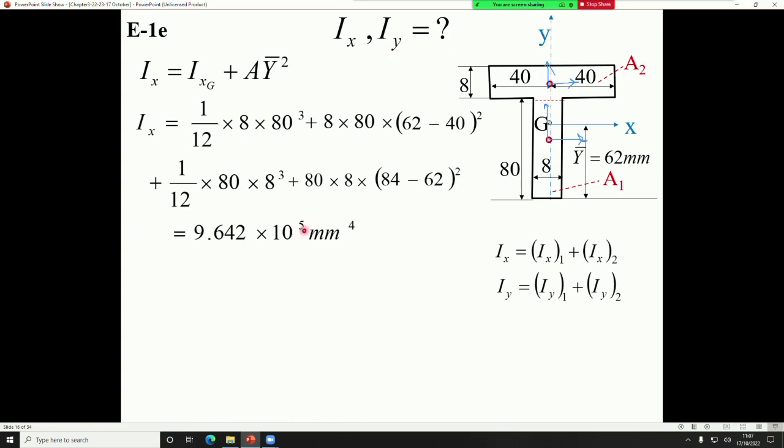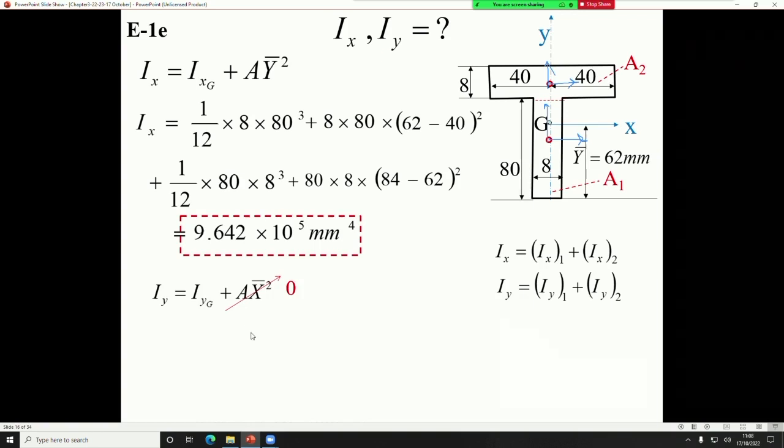So for the Iy, I don't need any parallel axis theory because x bar for both of them is zero. So for Iy, if I divide it into two parts, for both of them this is zero, because the y-axis of the bottom rectangle, the y-axis of the top rectangle, and the y-axis of what we are after are all collinear. So x bar for all of them is zero. So we don't need any parallel axis theory for Iy.